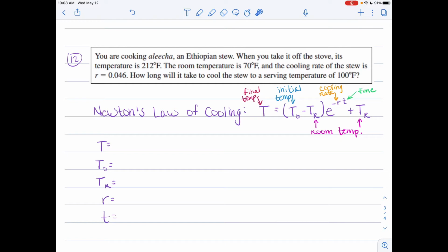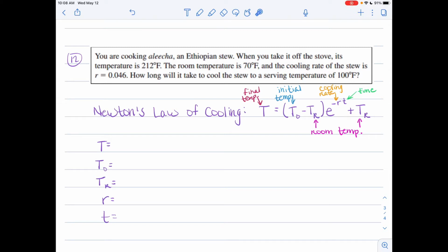So Newton's law of cooling says that T, our final temperature, is equal to our initial temperature T naught minus the temperature of our room or our surroundings if we're outside. That's in parentheses, multiplied by e. Remember, that's our natural base. It is a constant. And we're going to raise that to the negative r times t power, with r being our cooling rate and t being some amount of time. Could be minutes, hours, days, whatever. And then notice at the very end we have our room temperature tacked onto the end again. So it occurs twice in the equation.